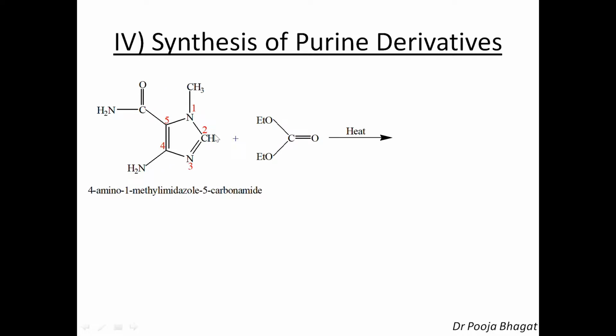Okay, so this is how to name this compound. Numbering it is 1, 2, 3, 4, 5. At 4th position we have an amino group, at 1st position we have methyl, so 4-amino, 1-methyl. This all of you know, it is imidazole. At 5th position this is carboxamide. So this is the name of this compound.